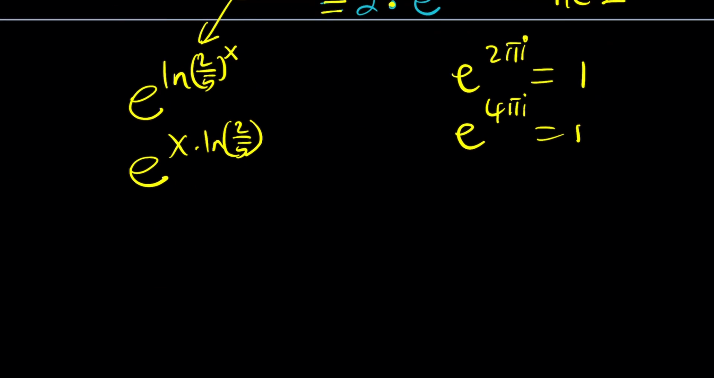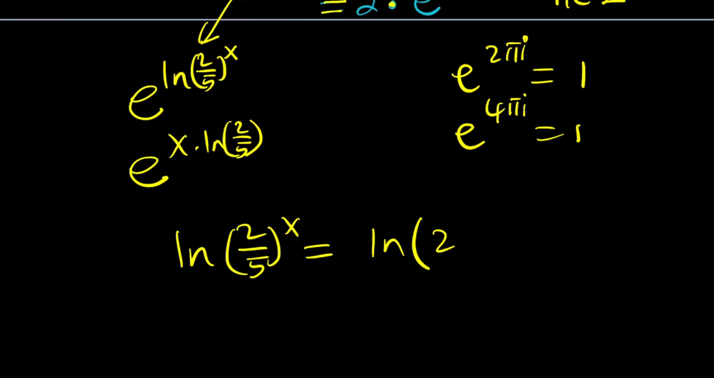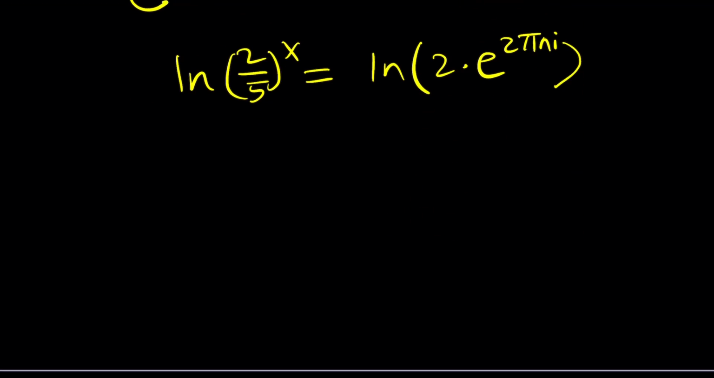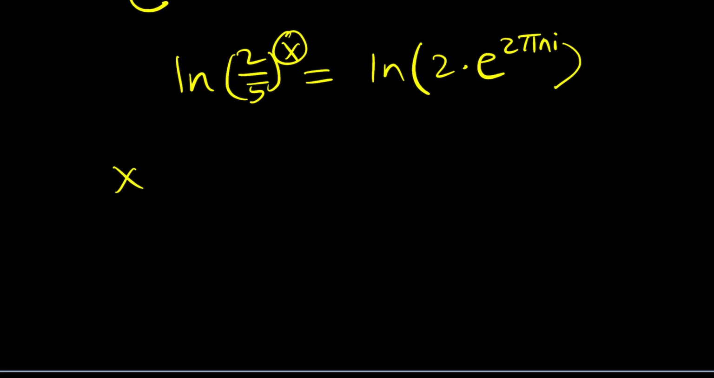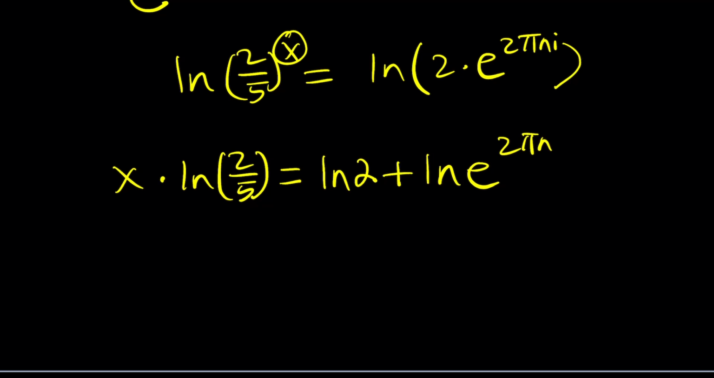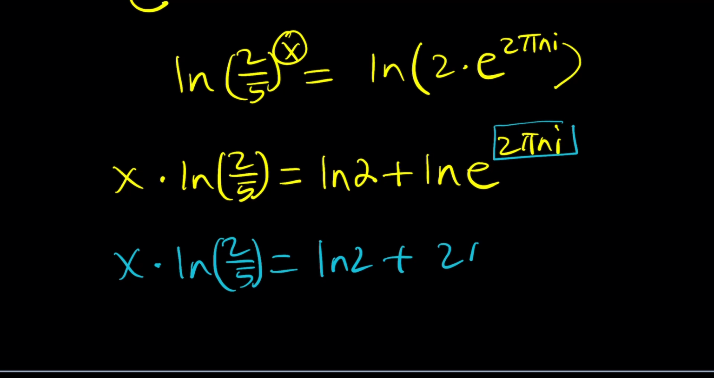But let's go ahead and ln both sides here. That's going to do the job. And then we're going to ln a product. How do you ln a product? Well, it's just going to be the sum of 2 ln's. And first of all, bring this x to the front. And as you can see, we get the same thing. This is a real valued ln. And on the right-hand side, we're going to get ln 2 plus ln e to the power 2 pi ni. And as you know, this is just 2 pi ni because ln e is 1. So x times ln 2/5 equals ln 2 plus 2 pi ni.